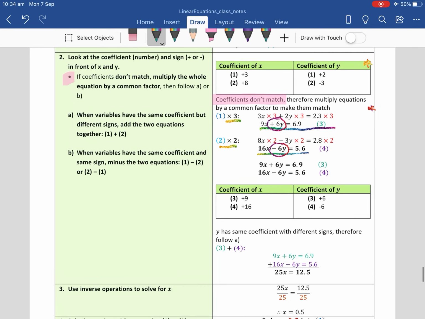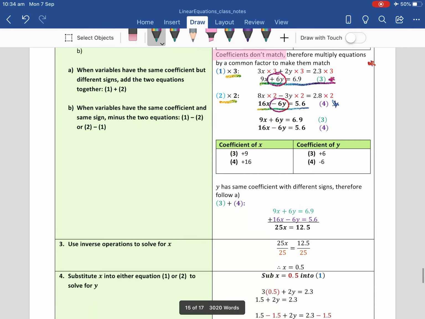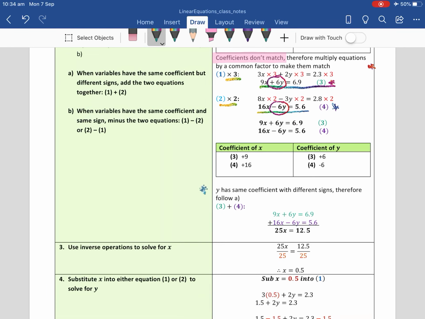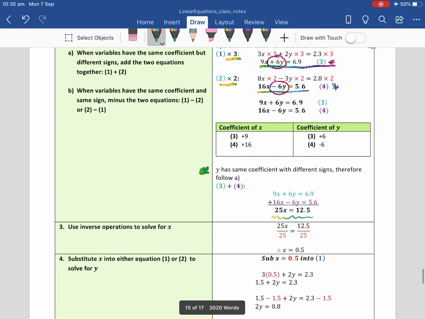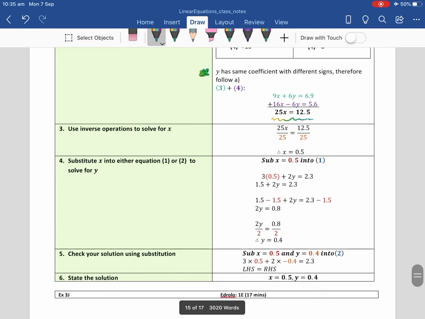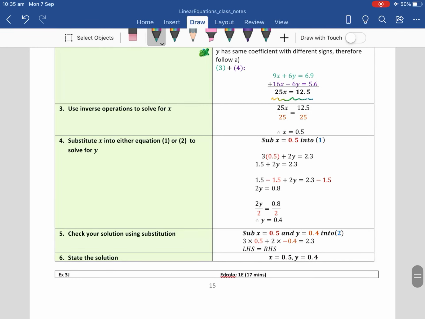With our new equations, which we've numbered 3 and 4 now, we add them together, which is the point down here. Add them together and you'll get 25x equals 12.5, and then you solve for x. Once you get x, you put it back into the equation to get y, which is here. If you want to test them out and check that you got it right, you can substitute it back into one of the equations, and then don't forget to state your solution.